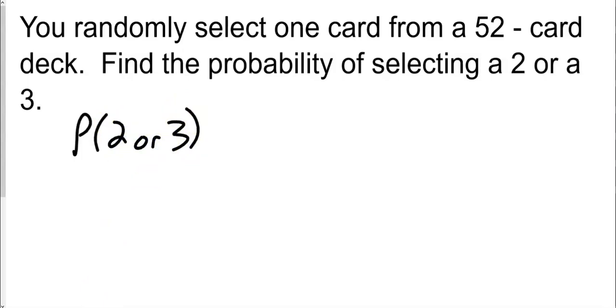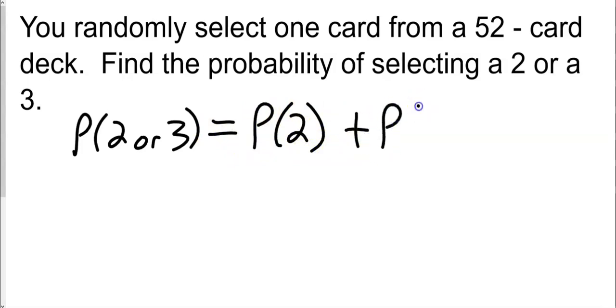So you have to ask yourself this question. Is it possible to draw a card and you end up with a 2 or a 3 at the same time? Can 2 and 3 happen at the same time? And no, that's impossible. When you draw a card, you either draw a 2 or you draw a 3. You can't be both. So this is an example of mutually exclusive. So all we need is the probability of 2 plus the probability of 3.